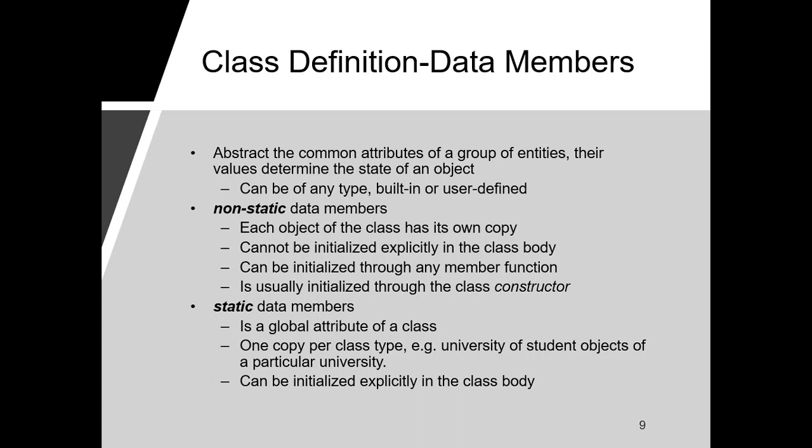So a class can have two types of data members. This is important. One is non-static data members, and the other is static data members. Non-static data members are data members which are basically unique to each instance of that class. Every instance of a class has a unique value for that particular data member. So that data member is called a non-static data member.